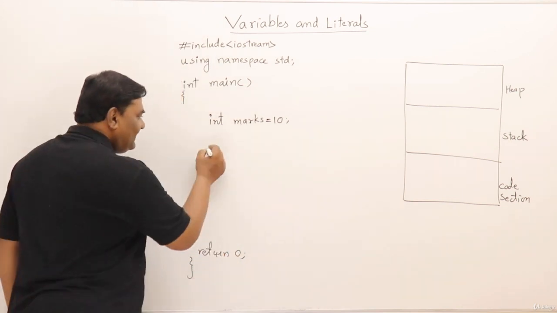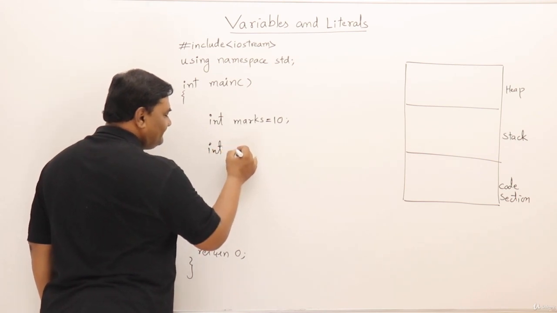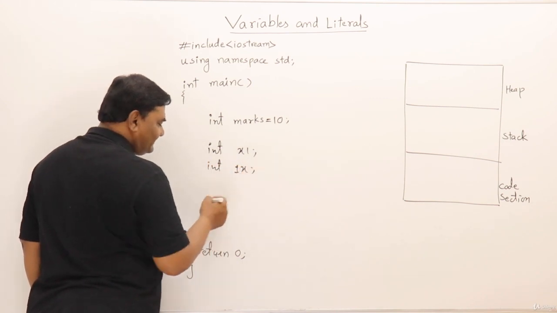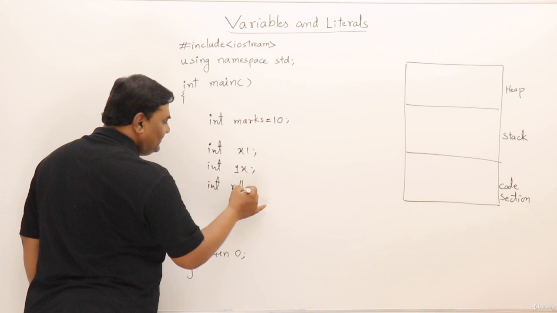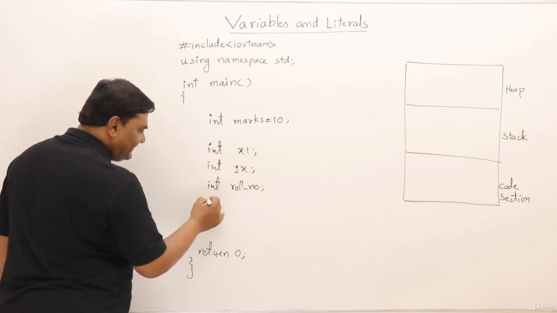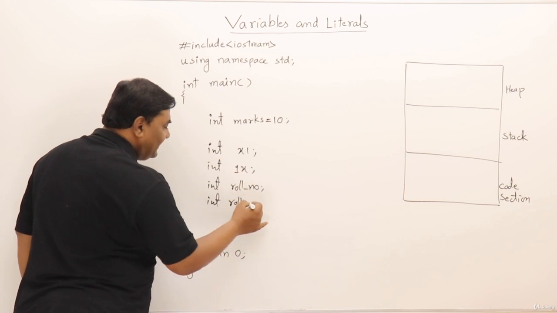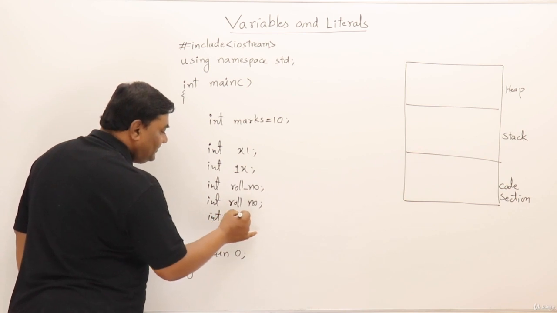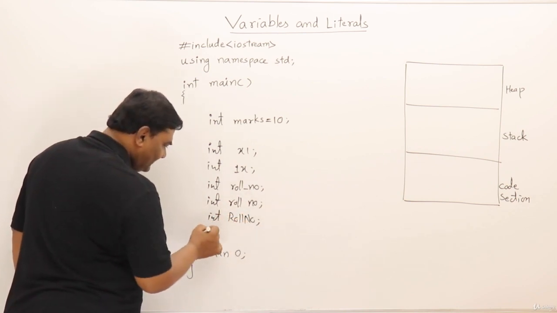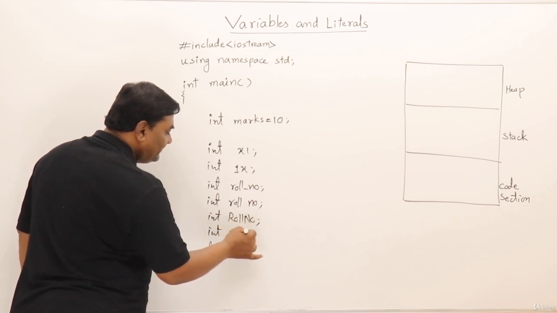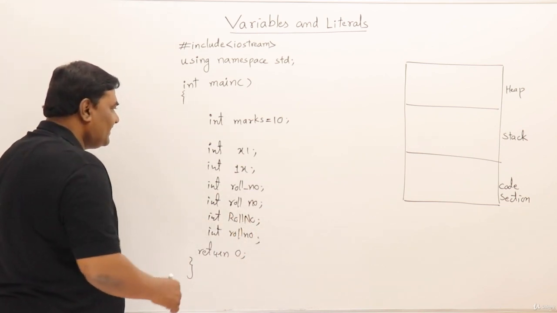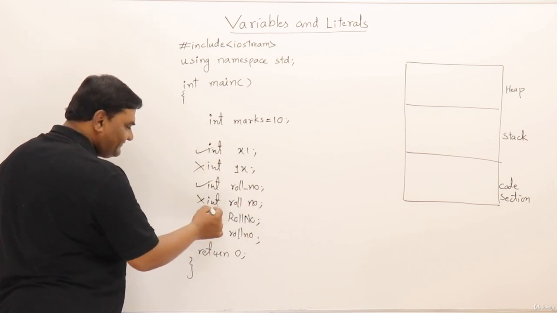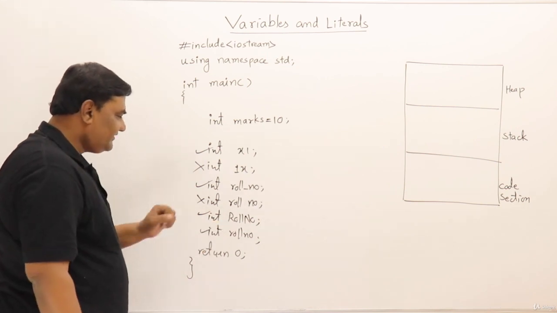So let us see. I can declare a variable like x1, but I cannot declare a variable 1x. I can use roll underscore number. This special character is allowed. I cannot say roll and space number. This is not allowed. If I write rollnumber in lowercase or in uppercase, these two are different variables. So this is valid, this is invalid, this is valid, there is a space so this is invalid, this is valid, and this is valid, and these two are two different variables.